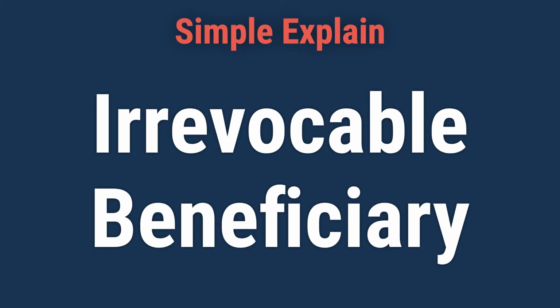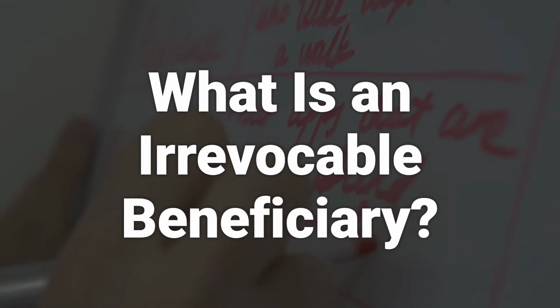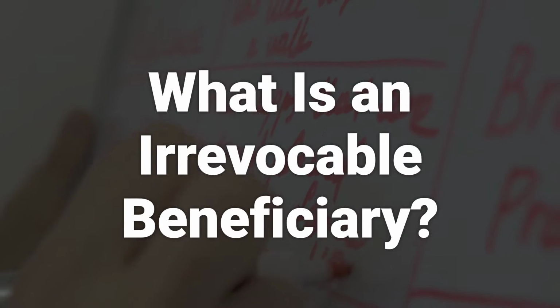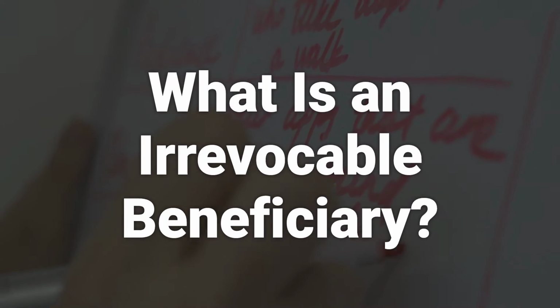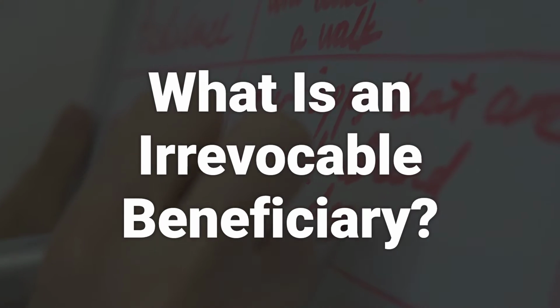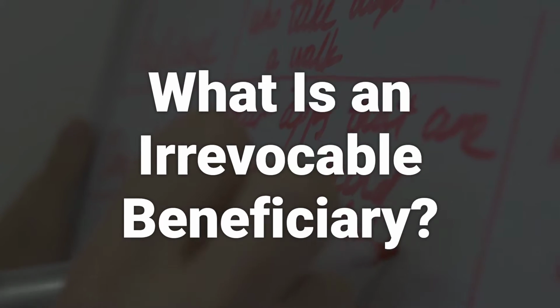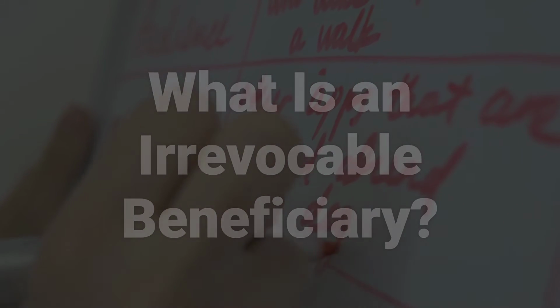Today, we will talk about what an irrevocable beneficiary is and their rights in a life insurance policy or a segregated fund contract. An irrevocable beneficiary is a person or entity designated to receive the assets in a life insurance policy or a segregated fund contract. You can't change the beneficiary status, terms of the policy, or cancel the policy without the beneficiary's consent.